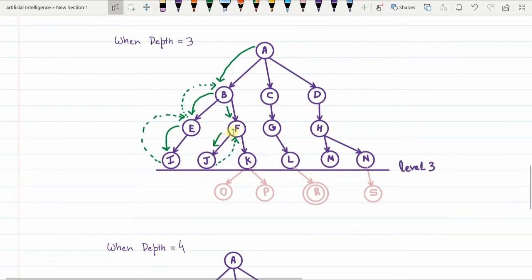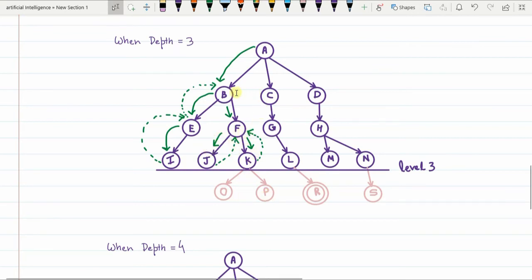Then from F there is another path that is left. So from F we go to K. After reaching K, we realize K is not a goal node, and also K does not have any child nodes. So again we backtrack to F. Reaching F, we realize that there are no more paths left to be considered from F.